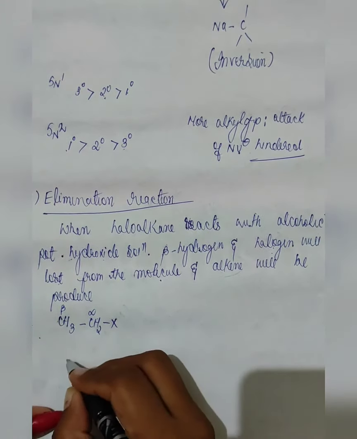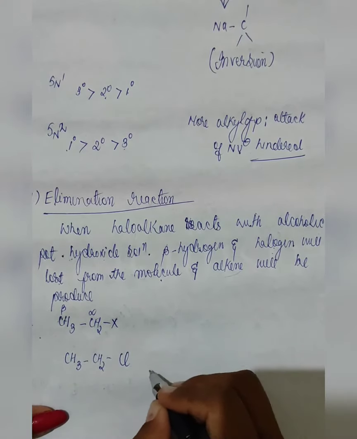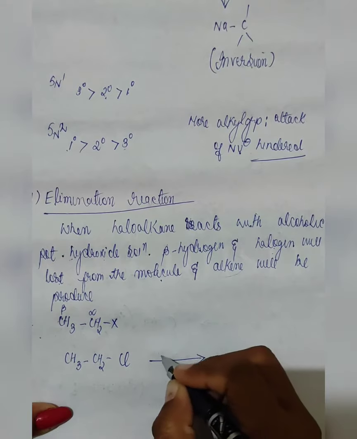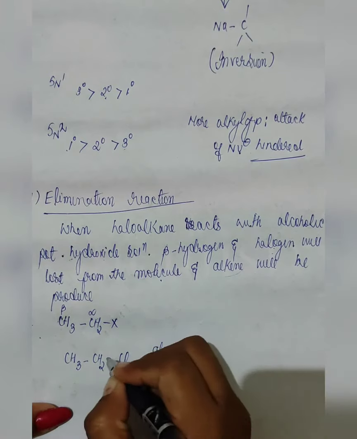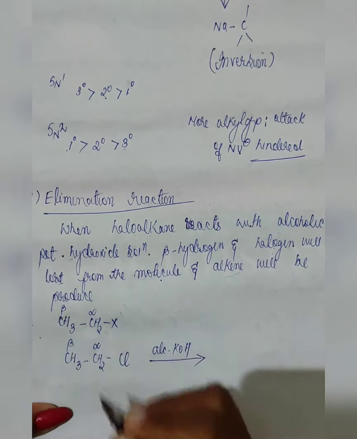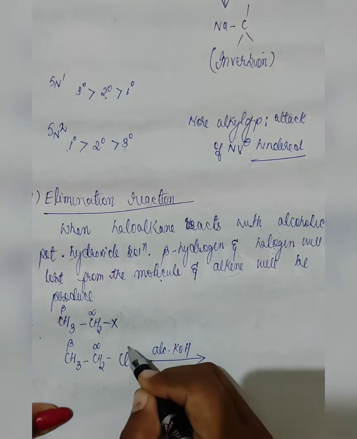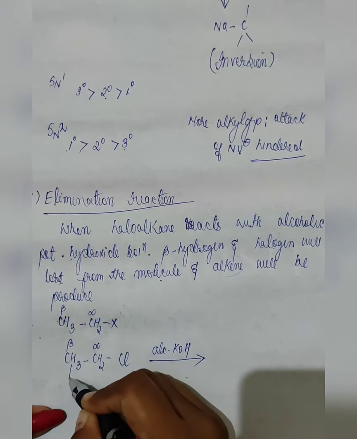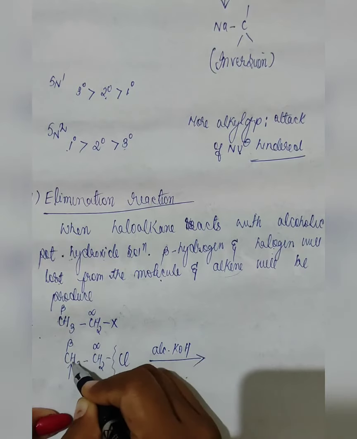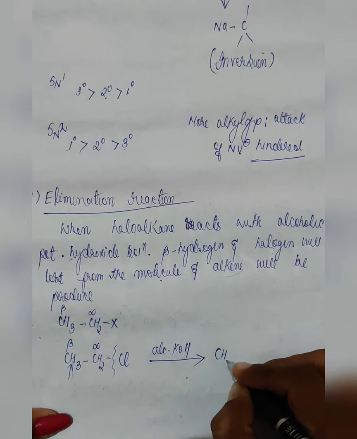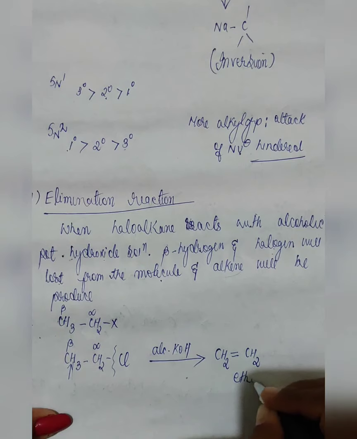Now here let us see one example. We have chloroethane, just for example. Now here, when this haloalkane reacts with alcoholic KOH, this is our alpha, this is our beta. So in this case, the halogen as well as one hydrogen from this beta carbon will be lost. As a result, we will get CH2 double bond CH2. So this is our alkene, ethene.